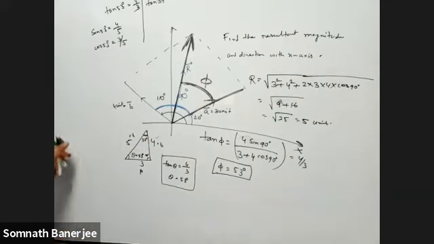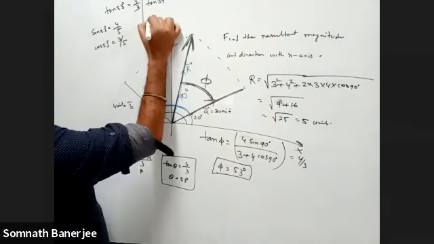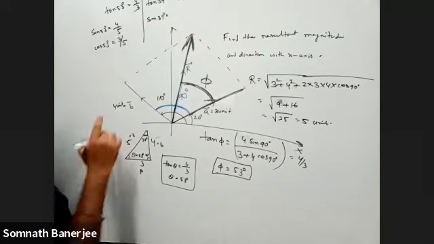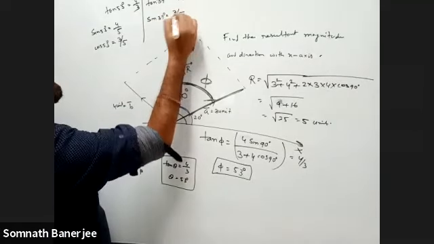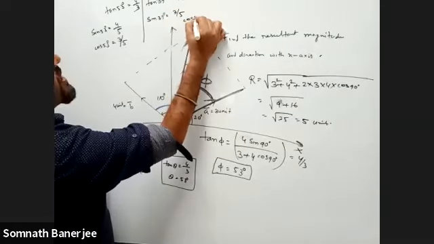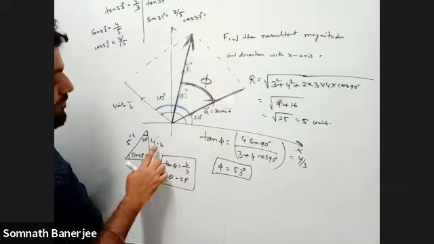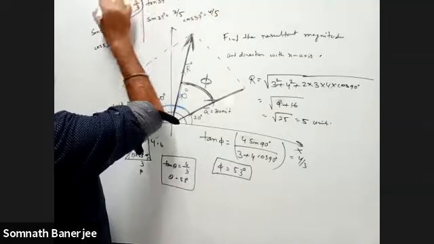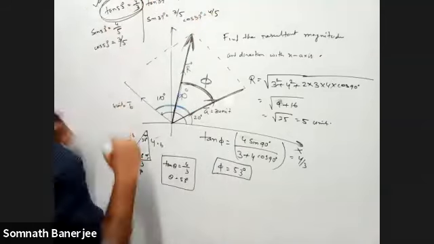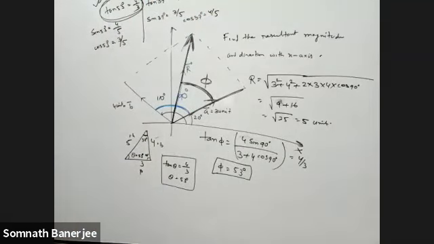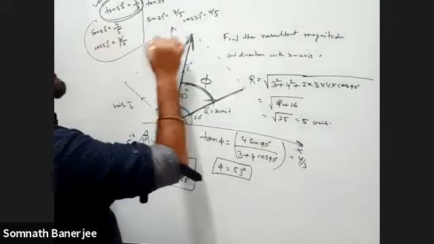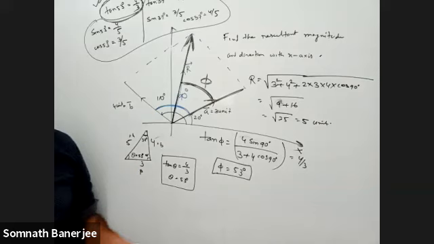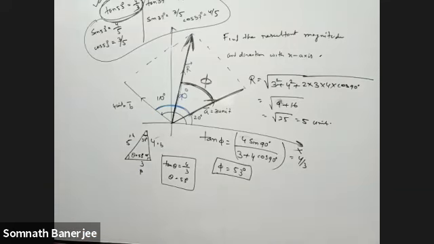Think of it by rotating it like this. So sine 37 degrees what? Perpendicular by hypotenuse, 3 by 5. Cos 37 degrees, how much? Base upon hypotenuse, 4/5. So if you just remember one value, tan 53 degrees is 4/3, you can remember the rest 5 values. And it is frequently given in your class 11 and 12.